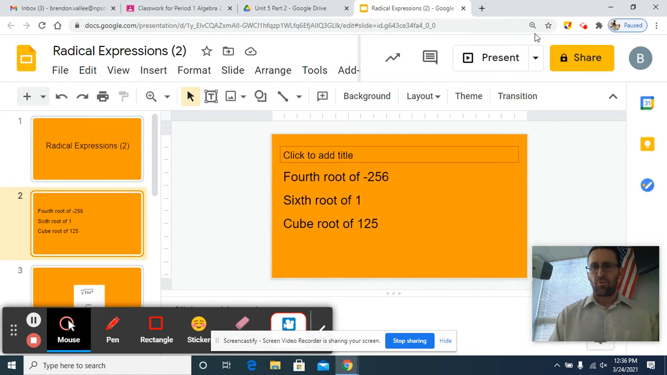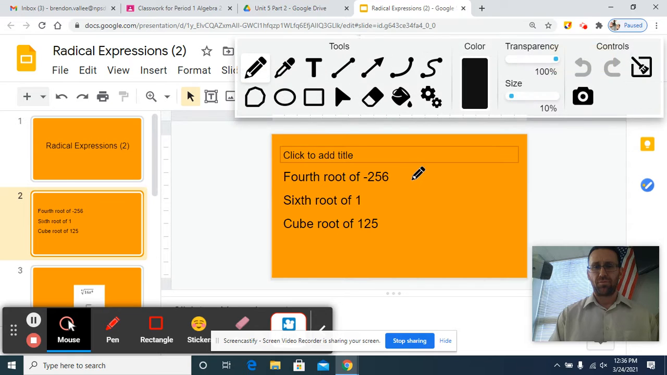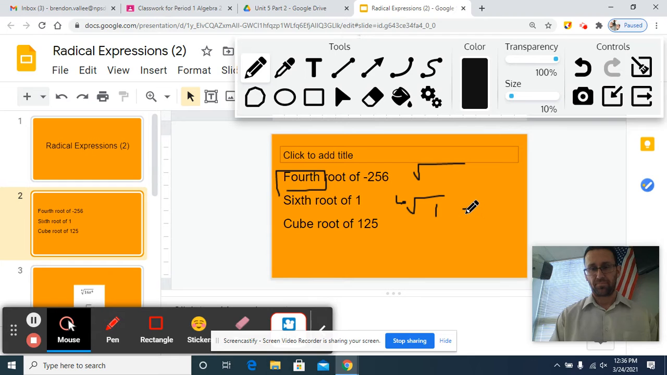Okay, the fourth root of negative 256: because the fourth root is even, you can't take an even root and get a negative number. Can't happen. The sixth root of 1: what times itself 6 times is 1? It's 1. And the cubed root of 125: what times itself 3 times is 125? It's 5. 5 times 5 times 5 is 125.